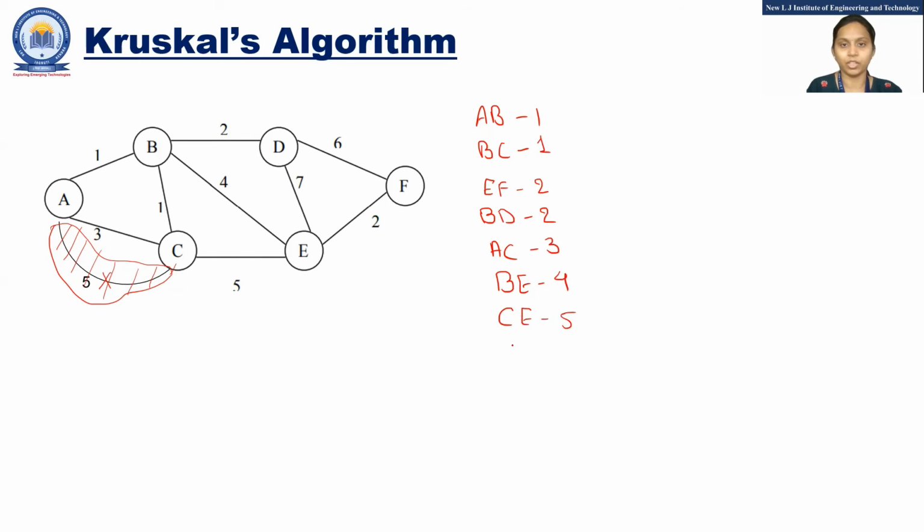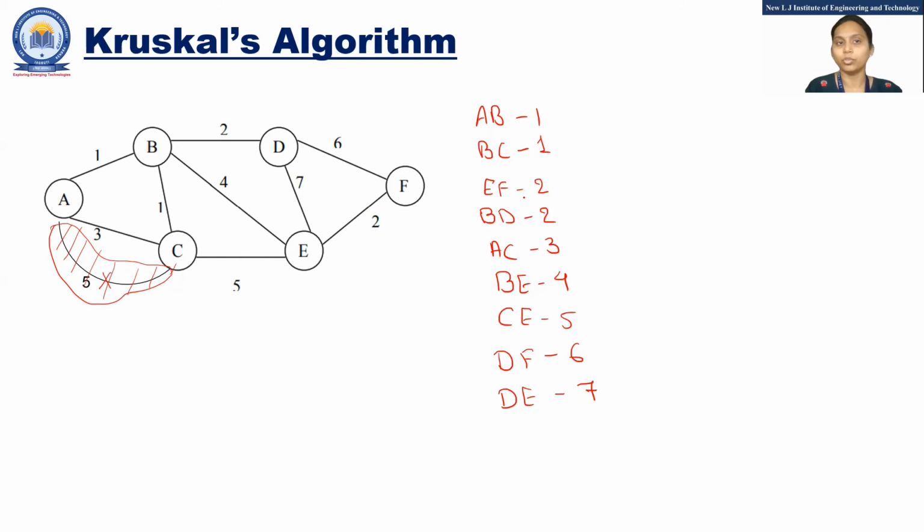Then after 5, 6, BF, then DE. Okay, just count 1 2 3 4 5 6 7 8 9. 9 should be here. 1 2 3. So total 9 edges here, and here also your graph has 9 edges. No edge has been left.